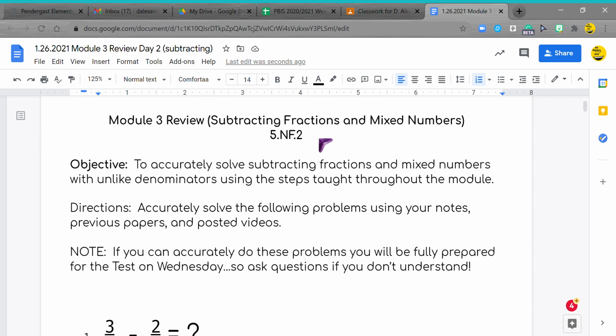Hey guys, it's Miss Alexander, and today we're still working on Module 3 review, but today we're subtracting fractions and mixed numbers, and we're also converting from improper fractions into mixed numbers. So here we go, and remember, if you can get through these problems, you will be prepared for the test tomorrow. So if you don't understand something, make sure you ask questions.